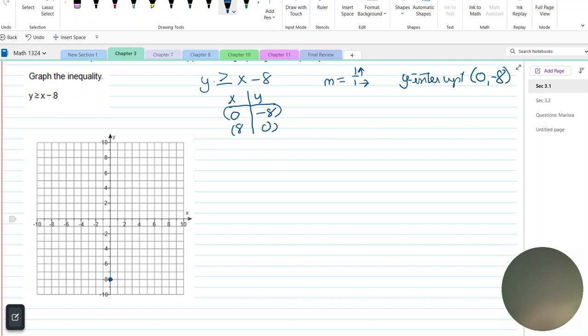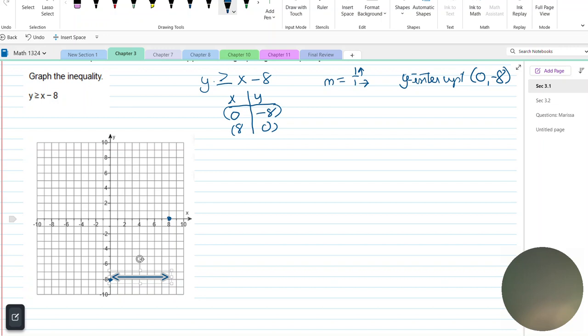And then we're going to move up 1 over 1, up 1 over 1, and so on. And we see that we get that x-intercept. Any way you want to do this is okay. We notice it's going to be a solid line. So we want to draw a line. And let's see, right about there.